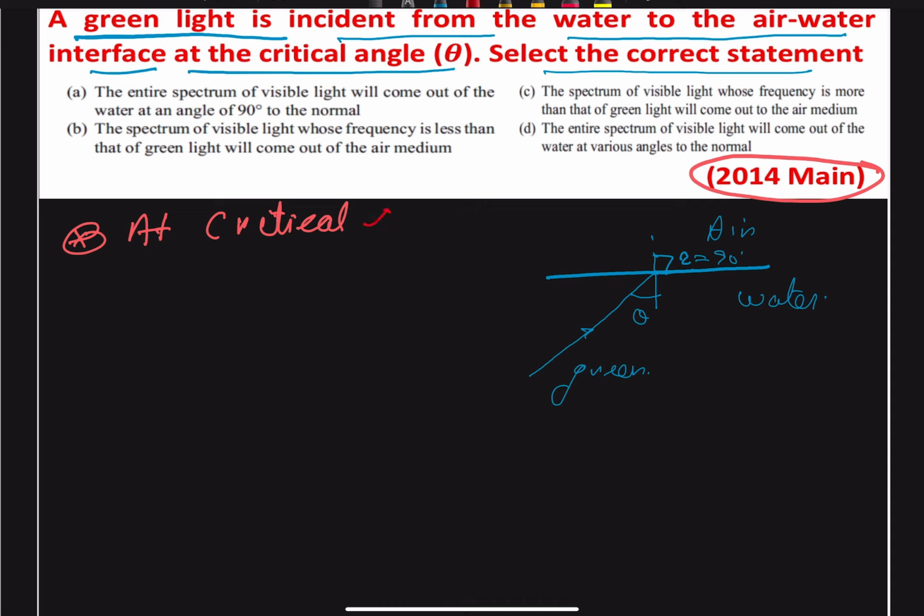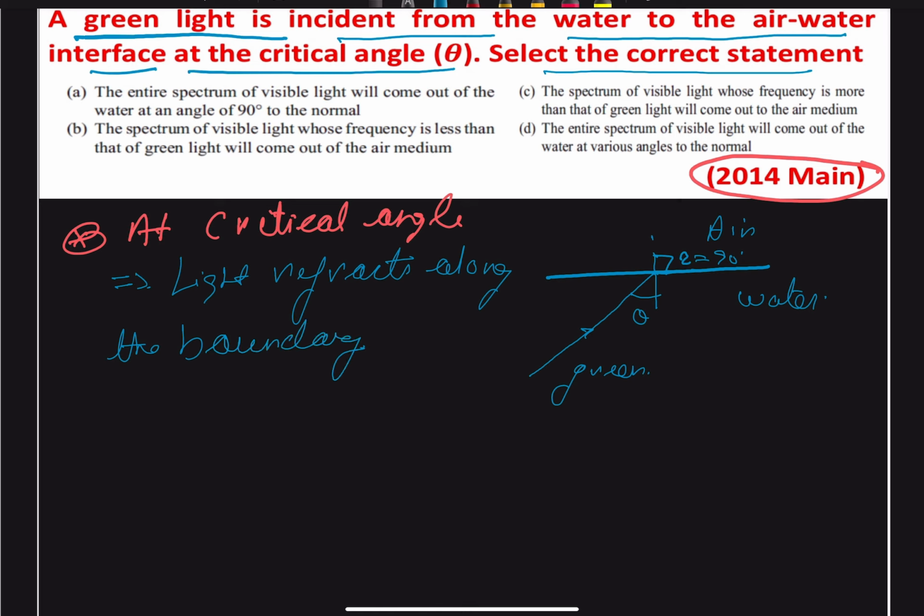At critical angle you can say that light refracts along the boundary, or we can say that it emerges at 90 degree to the normal. Okay.